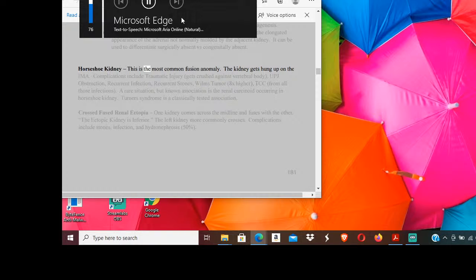Horseshoe kidney. This is the most common fusion anomaly. The kidney gets hung up on the IMA. Complications include traumatic injury, gets crushed against vertebral body, UPJ obstruction, recurrent infection, recurrent stones, Wilms tumor, 8x higher, TCC, from all those infections. A rare situation, but known association, is the renal carcinoid occurring in horseshoe kidney. Turner's syndrome is a classically tested association.